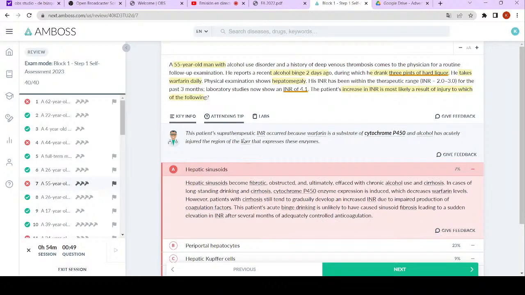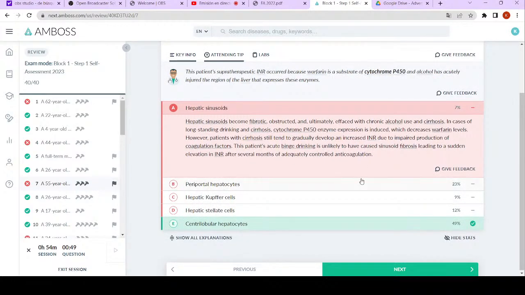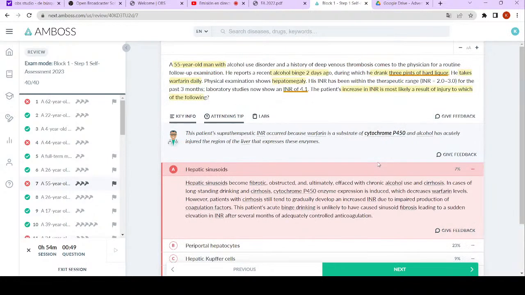So let's go to the other question. A 55 year old man, he's an alcoholic. He had an alcohol binge 2 days ago. He drank 3 pints of hard liquor. He takes warfarin daily. He has hepatomegaly, and his INR is above normal. This increase is a result of which of the following? So the question is pretty easy to answer, I think.